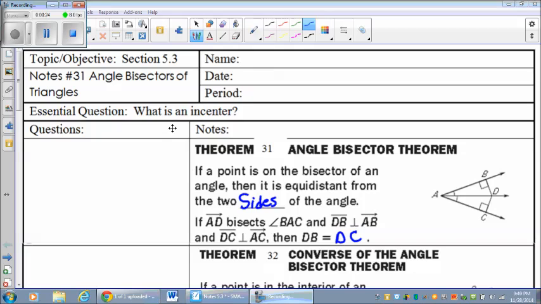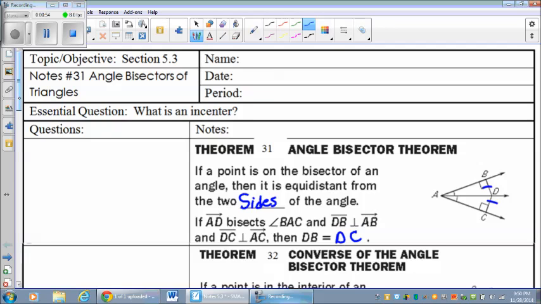Then theorem 31, the angle bisector theorem, says if a point is on the bisector of an angle, then it is equal distance from the two sides of the angle. If AD bisects angle BAC, then it's perpendicular to the sides, and that means that this side here is going to be congruent to that side right there. And that's the only case that proves that.